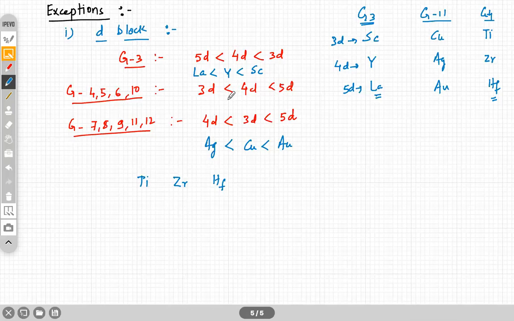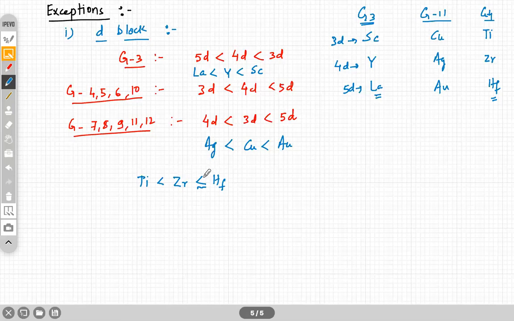So the correct order here is 3D, which is titanium. You see, group 4 is here. Titanium is the least. Then we have 4D, which is zirconium, and then hafnium. Hafnium is a little higher than zirconium. We can also say the size of hafnium and zirconium is almost equal.